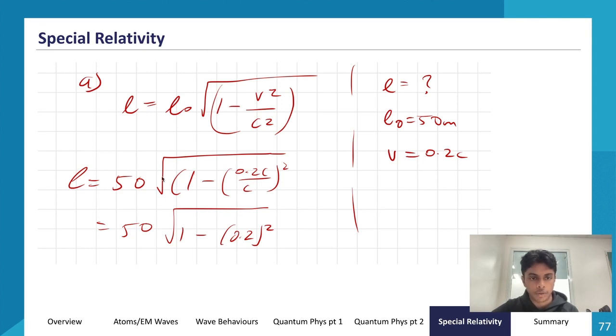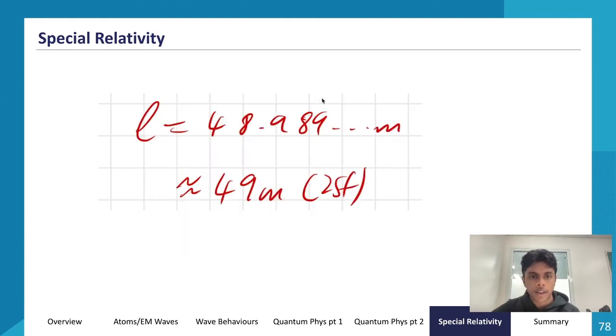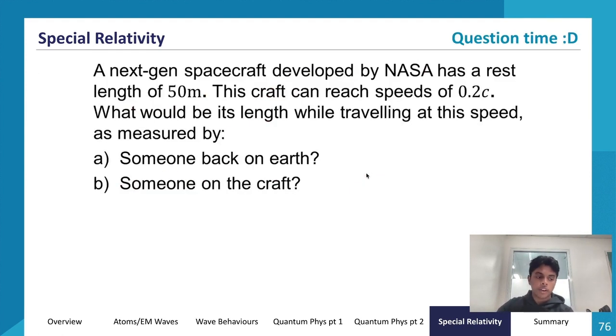So L is equal to 50 square root of 1 minus 0.2 C over C squared, which is equal to 50 square root of 1 minus 0.2 squared, and that's equal to 48.989 meters, which is approximately equal to 49 meters to two significant figures. So for someone back on Earth looking at the spaceship, it's shrunk by 1 meter. But for someone in the spaceship, they would see it as 50 meters.